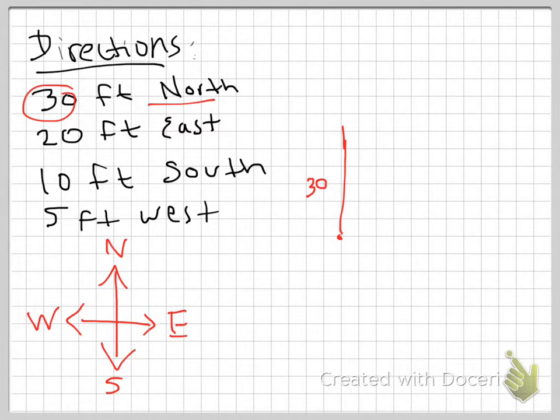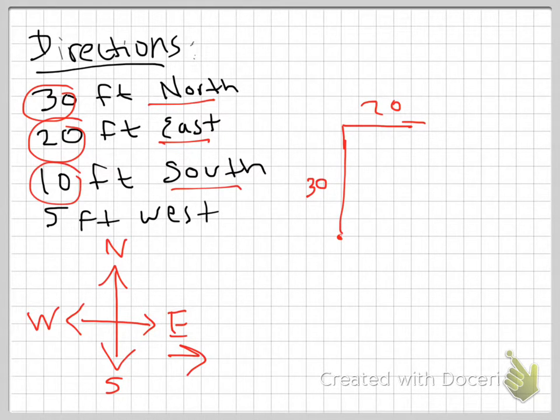Okay. Next, I need to go 20 feet east. Now remember, east is going towards the right, so we're going to go to the right by about 20 feet here. Then 10 feet south, so we're actually going to go down 10 feet, and then 5 feet west.